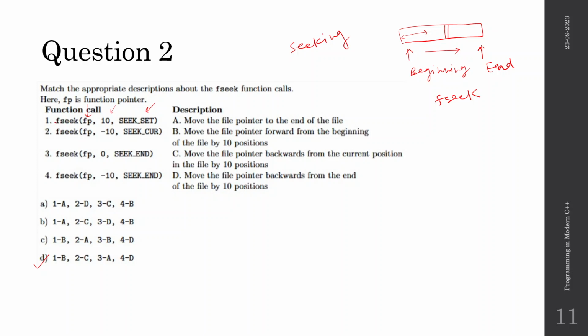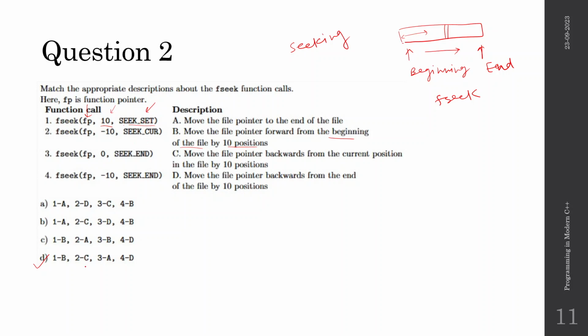Okay, so the first one matches with B. The first argument is the same for all. This one says SEEK_SET and 10. So this corresponds to moving the file pointer forward from the beginning of the file by 10 positions. Position here means bytes. So SEEK_SET means that from the beginning of the file you move it 10 positions forward.